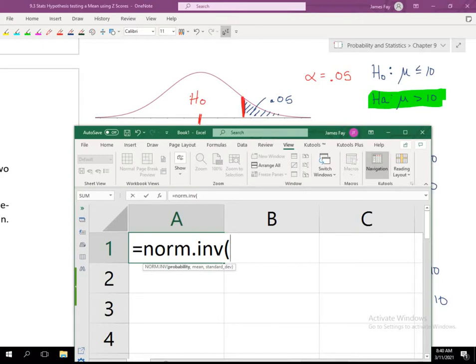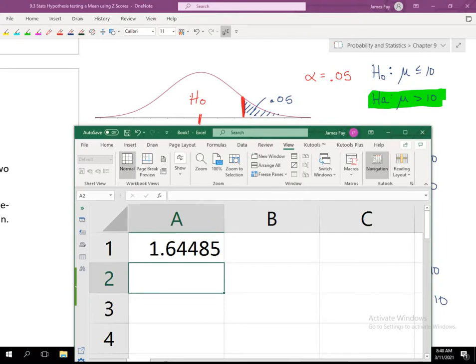So if I want to find this red line, what is the area of everything here that is white? 0.95. So I'm going to type in 0.95, and then it asks what's the mean and standard deviation? We want the mean to be 0 and the standard deviation to be 1. That's always constant; you don't ever change those to anything else. When I type that in, it gives me 1.64, which should be a number we're comfortable with or have seen in the past.